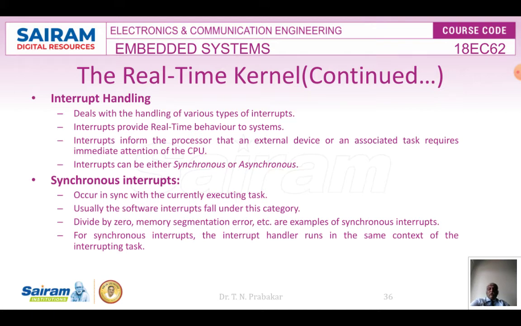And the synchronous interrupts occur in sync with the currently executing task, and usually the software interrupts fall in this category, because software interrupts will be written in the code. So when that particular line gets executed, during the next clock cycle, that interrupt will be processed. Suppose there is any divide by 0 or memory segmentation error, and all these things are there, so these errors will be reported during the next triggering point of my synchronous clock, right? That is actually possible.